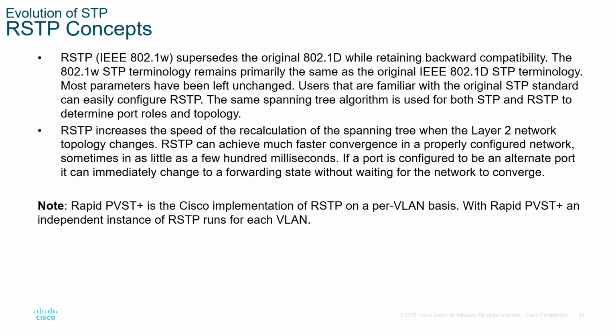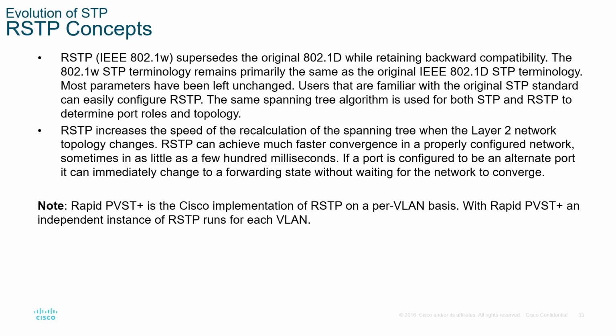Now, the RSTP supersedes the original 802.1d while retaining backwards compatibility. That just basically means if you have a switch running RSTP, another switch running 802.1d, which is the Common Spanning Tree Protocol, the CST standard, it would just basically work because the 802.1w is backwards compatible. Now, most parameters have been left unchanged, and users that are familiar with the original standard can easily configure the RSTP. The same algorithm is used for both of these standards to determine the port roles and the topology.